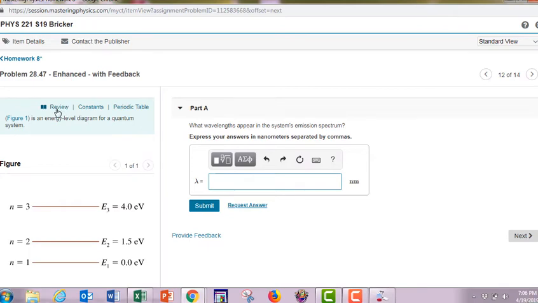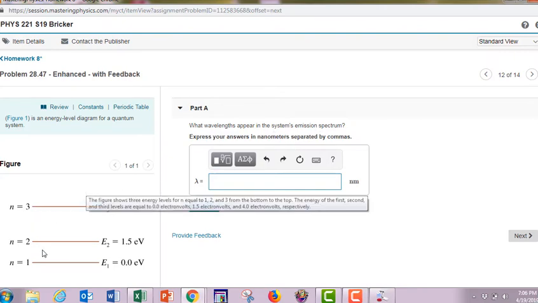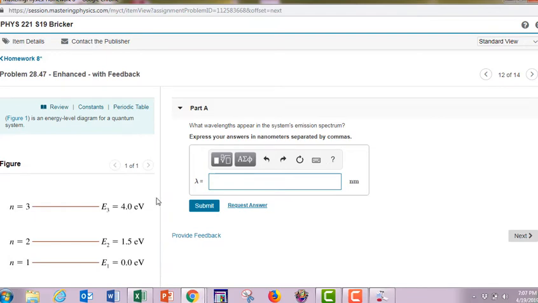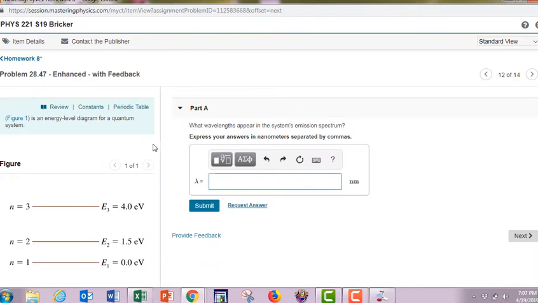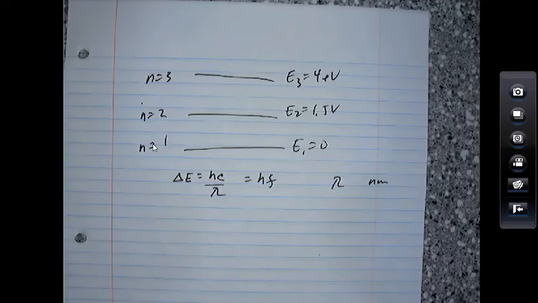Okay, again, you can review this part of the book here by clicking Review. What wavelengths appear in the system's emission spectrum? So here's the energy diagram. This is the ground state, which is 0 in this case. n is equal to 2 is 1.5. n is equal to 3 is 4. So this is not a particle in a box. This is just some random energy diagram, some quantum system here. Okay, so let's take a look at this. And we want the emission spectrum in nanometers.